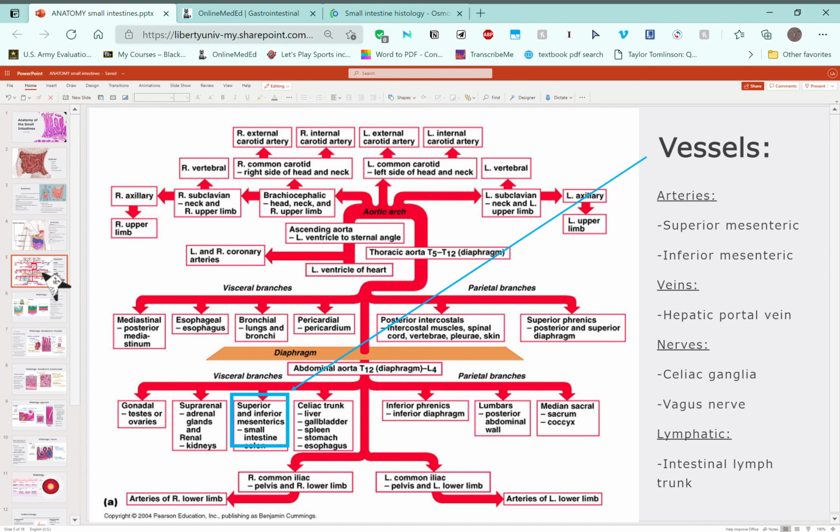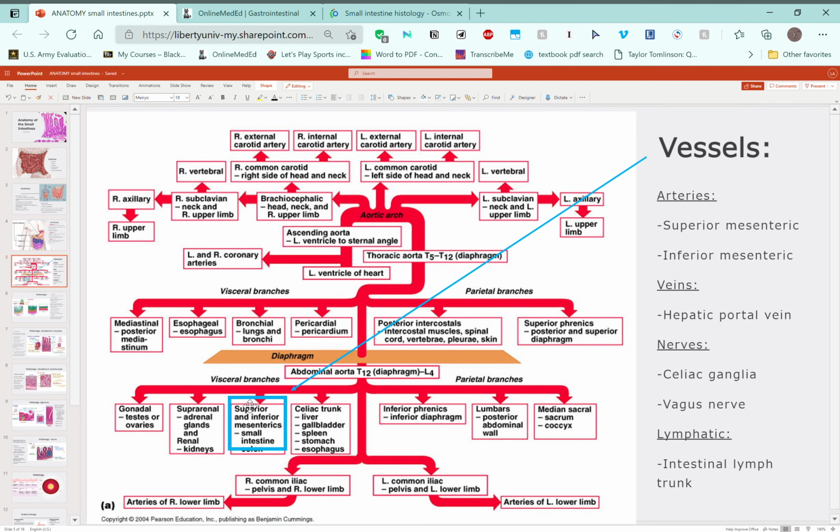For its blood supply, the main arteries and veins we'll be looking at are the superior mesenteric and the inferior mesenteric, which are over here in blue on the giant picture. These will supply blood supply to the small intestine as well as the large intestines. The hepatic portal vein is actually the vein that supplies blood going towards the small intestines. I misspoke. The superior and inferior mesenteric arteries are the arteries which go to the small intestines.